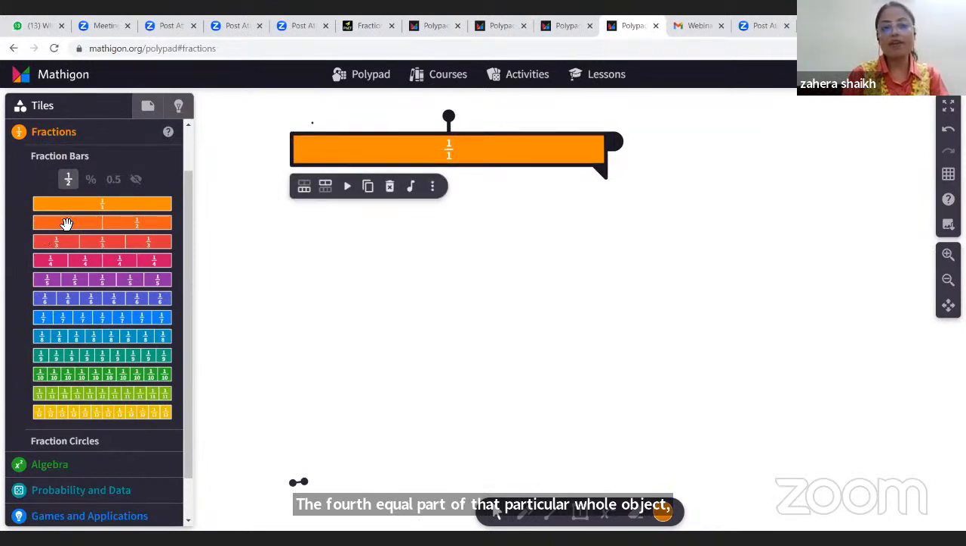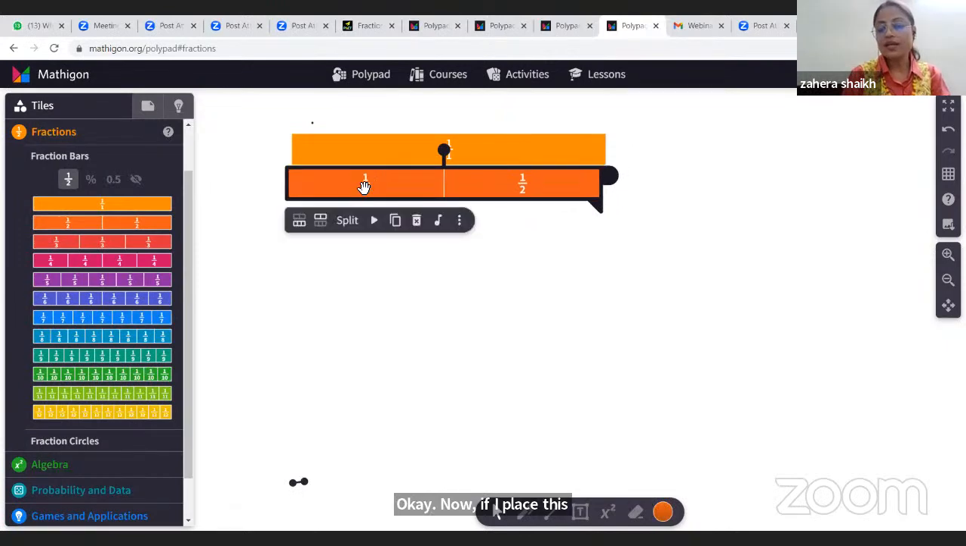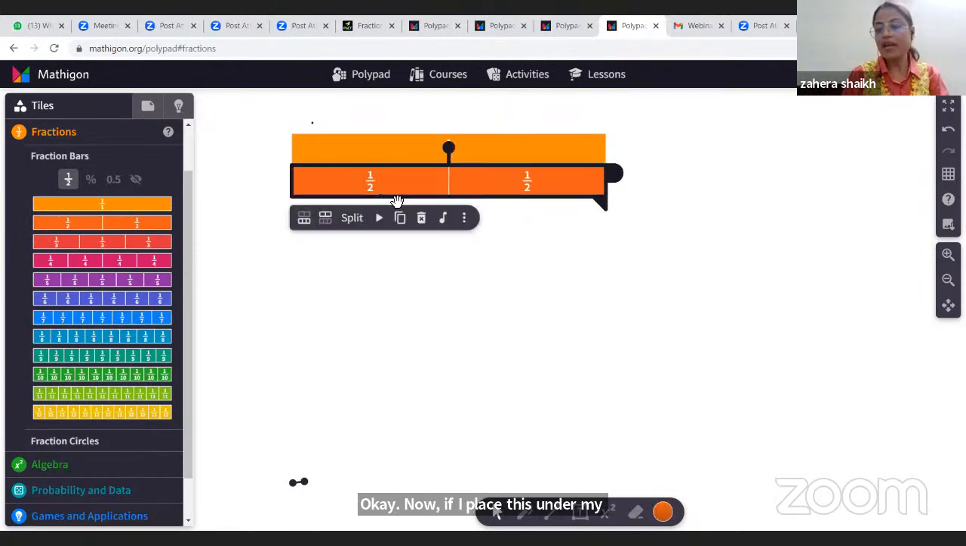Okay. Now, if I place this under my whole, clearly I can make my learners understand that this whole is divided into 2 equal parts, and each part is known as half. And this one part is nothing but 1 times 1/2. And this is again 1 time of 1/2. And if I combine two halves together, I get a whole.